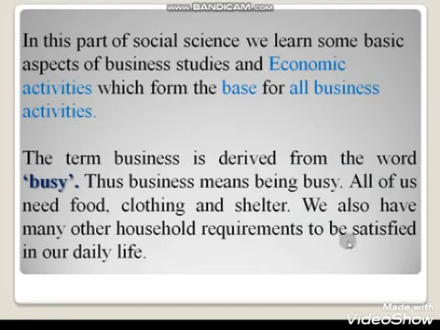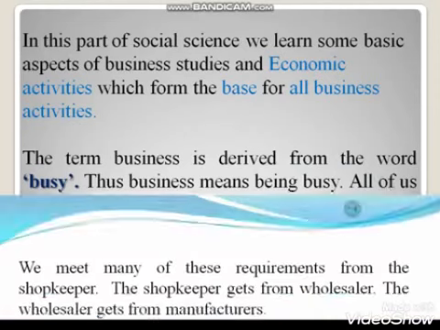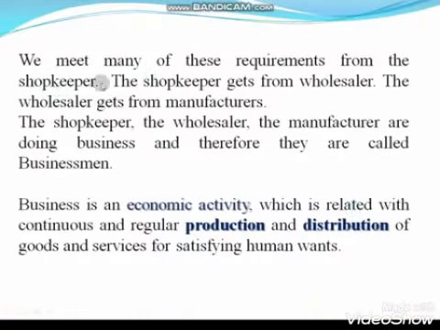We take all the things from the shopkeeper. That means goods, where do we get them from? From the shopkeeper. The shopkeeper gets from the wholesaler. So where does the shopkeeper get from?